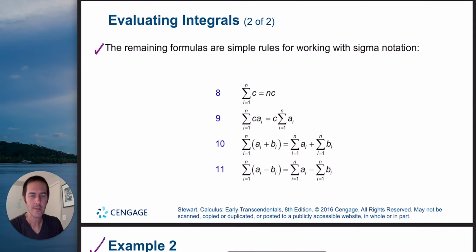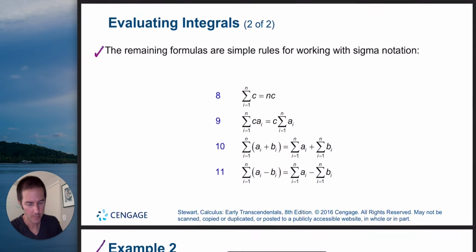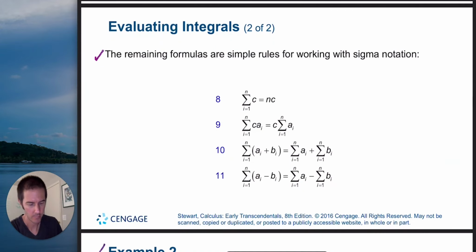And then these, you have probably seen these before. Here in number 8, we're adding up a bunch of constant values. When i is equal to 1, this constant value is c. When i is equal to 2, the constant value is c. So how many c's are we going to have? As we go from 1 to n, we're going to have n of them. So we end up with just n times c.